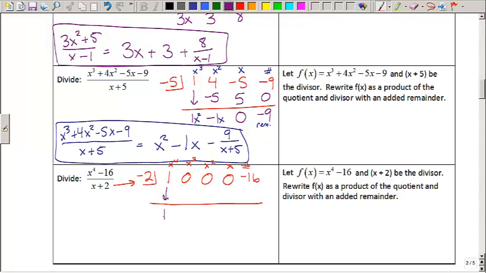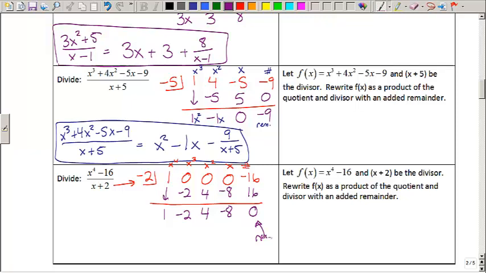Now I can bring down the 1 and multiply and add. 1 times negative 2 is negative 2, add down. Negative 2 times negative 2 is 4, add down. 4 times negative 2 is negative 8, add down. Negative 2 times negative 8 is positive 16, add down. And we have a 0 remainder.